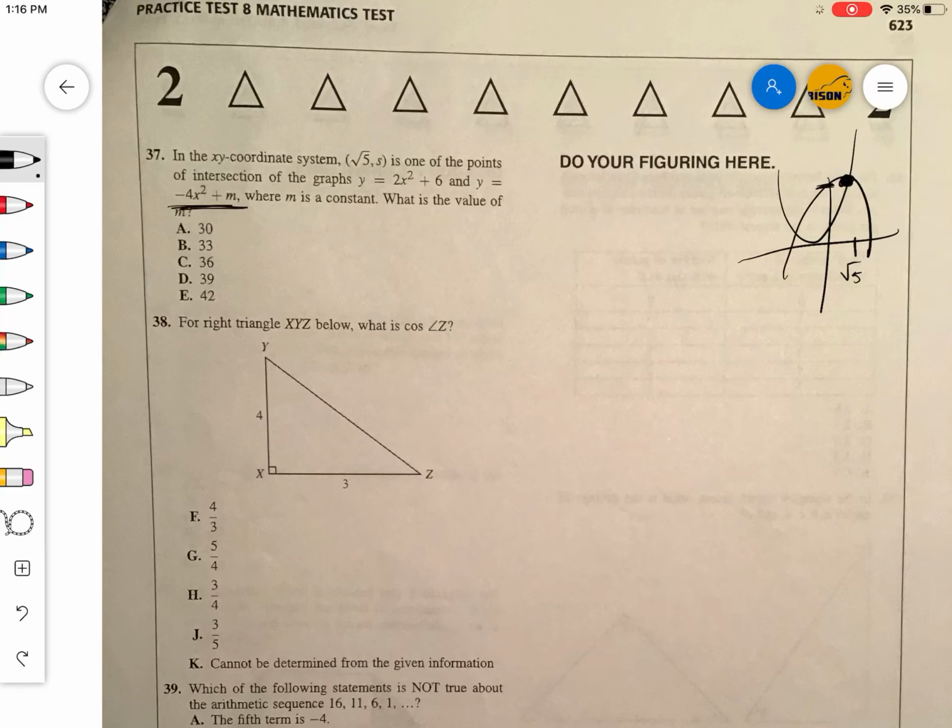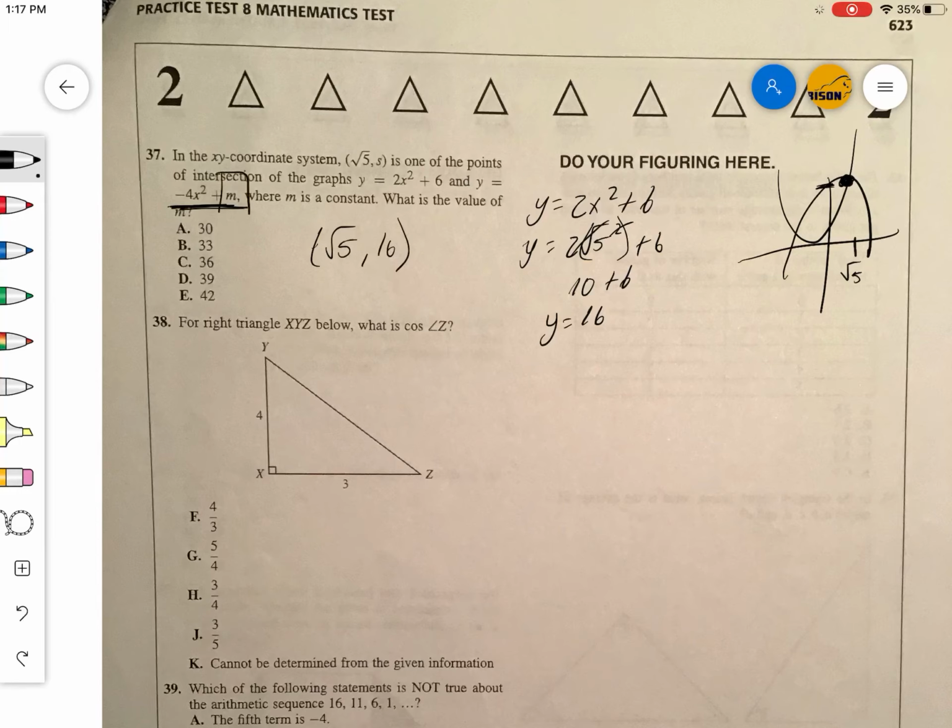I can't find the y coordinate in this second equation because it doesn't give me all numbers. But I can find the y coordinate in the first equation because I've got y equals 2x squared plus 6. If I put my x value in, it's going to output me a y. So y would be 2 times square root of 5 squared plus 6. Square root of 5 squared is 5, right? Because the square and the square root cancel. So I've got 2 times 5, which is 10, plus 6 is 16. So the y coordinate is 16. Okay, so that's my ordered pair. Square root of 5, 16.